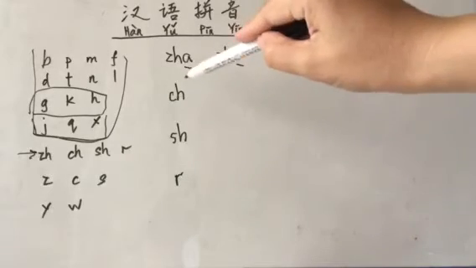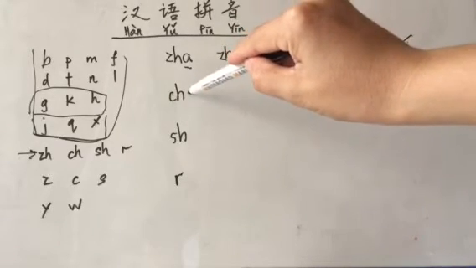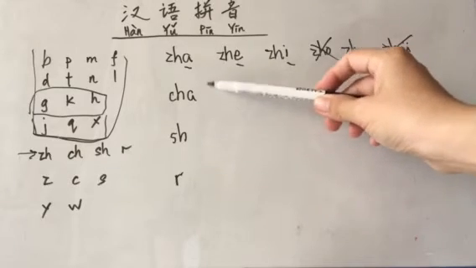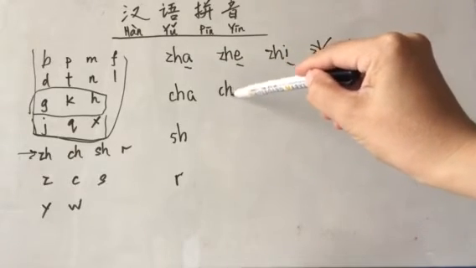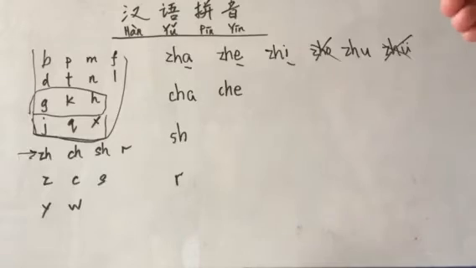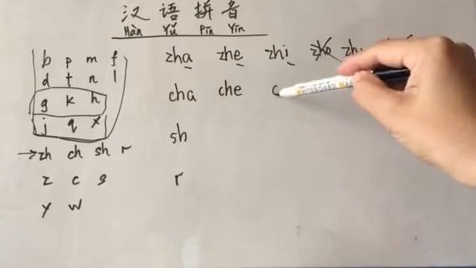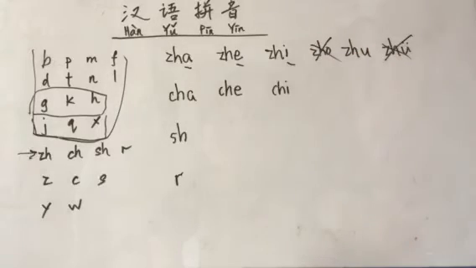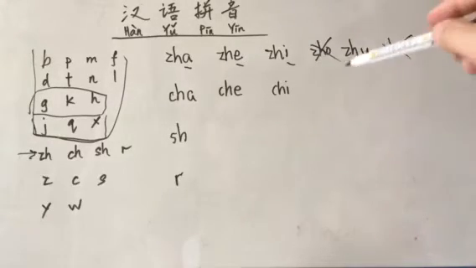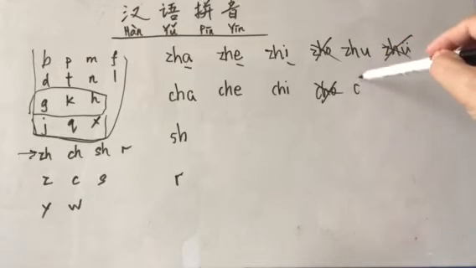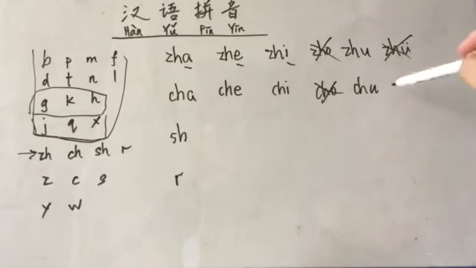Okay, the next one. 吃, 叉, 茶. 吃, 车, 扯. There isn't such a word. 吃, 出, 处.